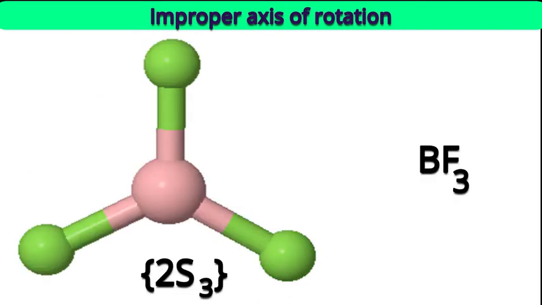It's a BF3 molecule, a planar molecule. Can you guess any improper axis of rotation here? Yes, as we discussed for the PCl5 molecule, here S3 is present as an improper axis of rotation. Whatever C3 axis is there, the same C3 axis is the S3 axis.